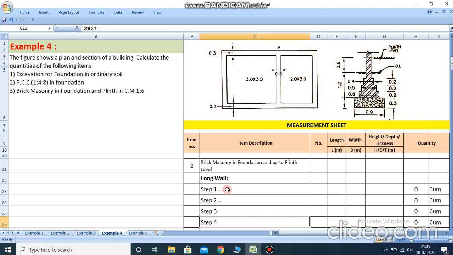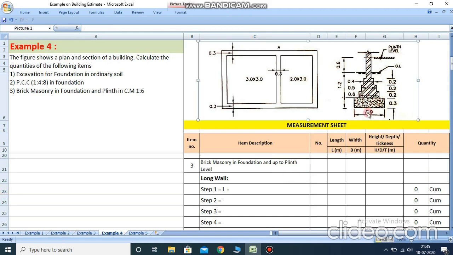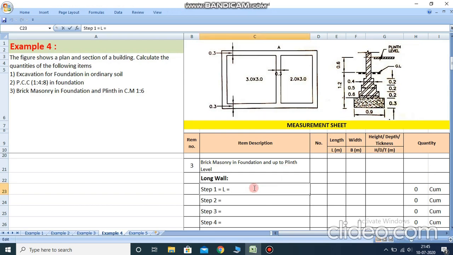So let's start the brick masonry for the foundation. Step 1, length is equal to, for a long wall, so we start the first step number 1. So here the total length for the 0.9 meter width, the total length we calculated is 6.5 meter. So first we write here 6.5 meter minus the difference between 0.9 and 0.6, which is 0.3.